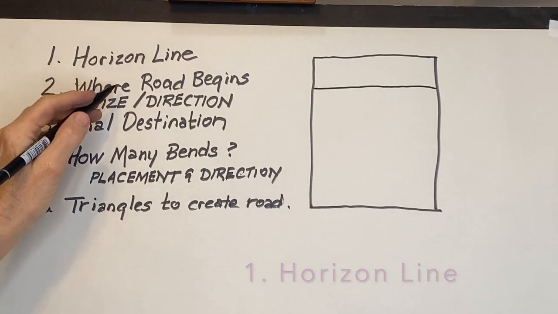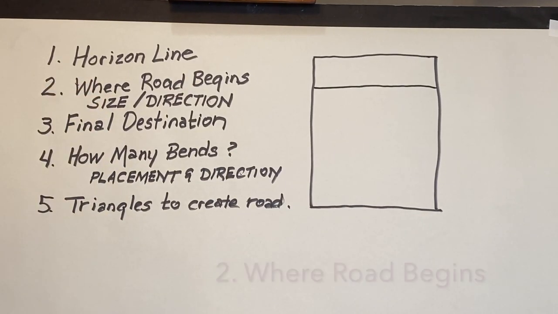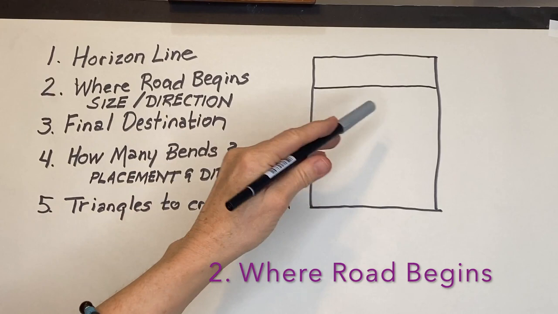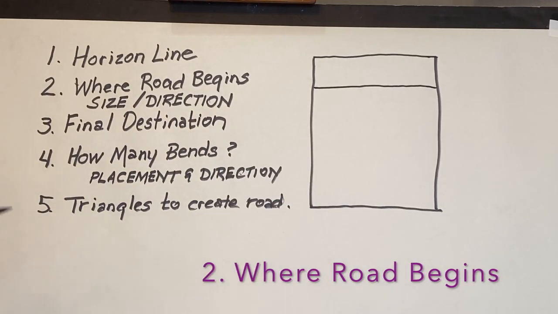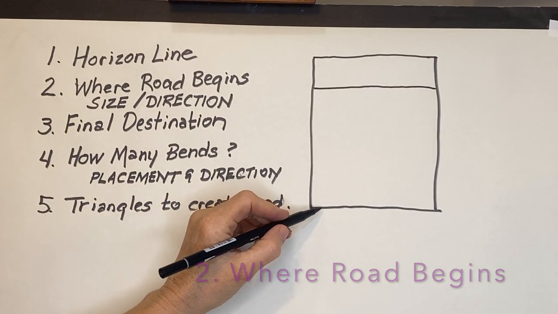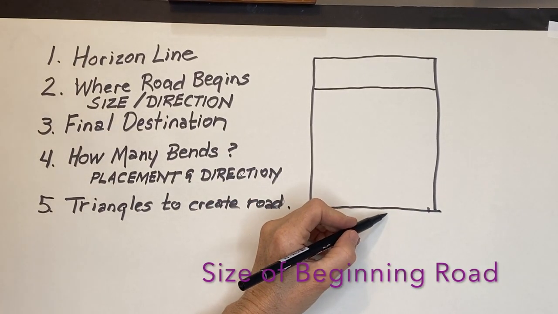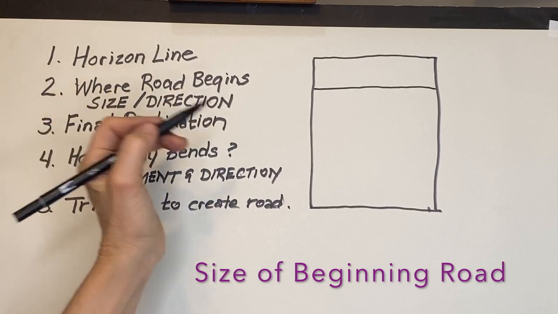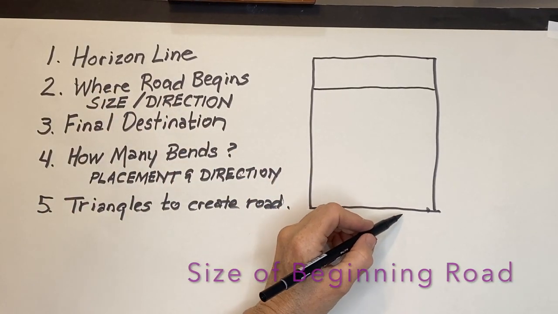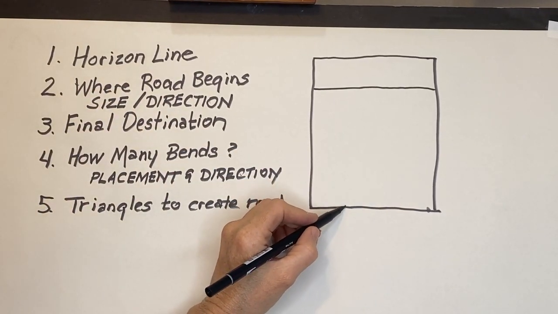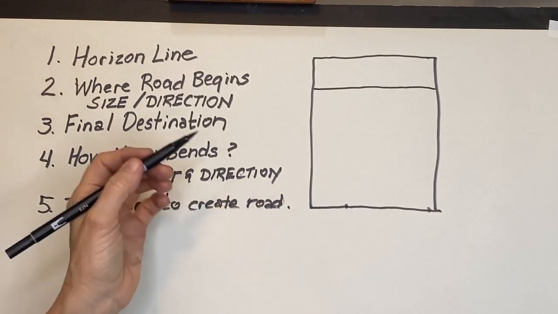Okay. Two, where is our road going to begin? I'm going to use the lighter marker until I draw the final road. Let's make our road. I keep doing them over here. Let's do it over here. We'll have our road begin here. And what size and direction do we want it to go? It's starting here. But let's make it a pretty wide road coming in, or trail, you know, or path.